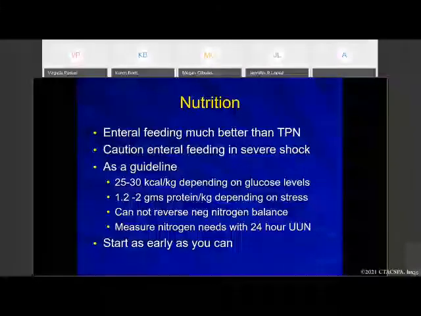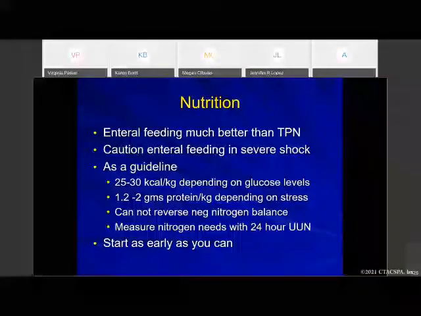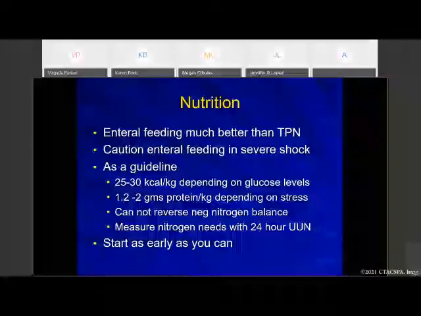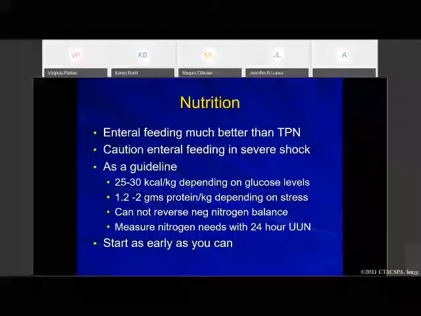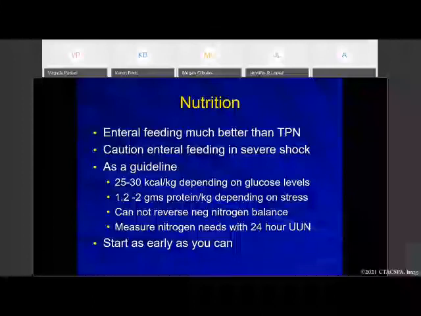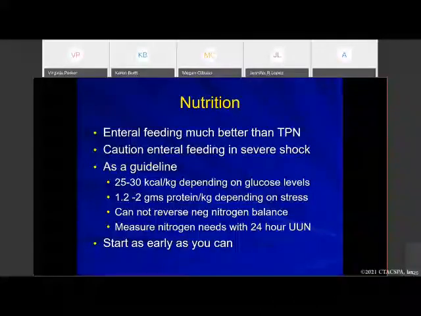So enteral feeding is much better than TPN. Again, I caution you, maybe you get a question that says, someone's on 3 pressors and should you start enteral feeding? Maybe you wait until they're not in severe shock, because you might be giving their gut a stress and they can go into dead gut, which is the theory.